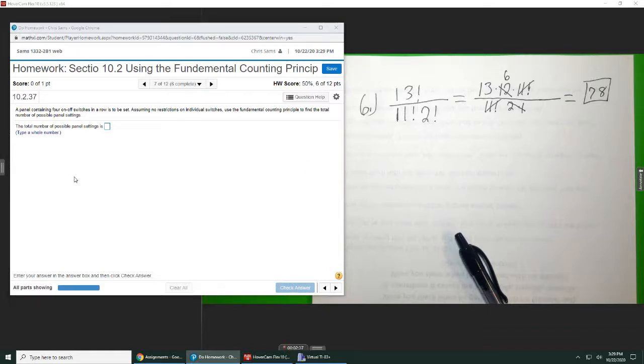Now, number 7 says a panel containing 4 on-off switches in a row is to be set. Assuming no restrictions on individual switches, use the fundamental counting principle to find the total number of possible panel settings. So we have 4 on-off switches to be set in a row. No restrictions. Use the fundamental counting principle to find the number of possible panels.